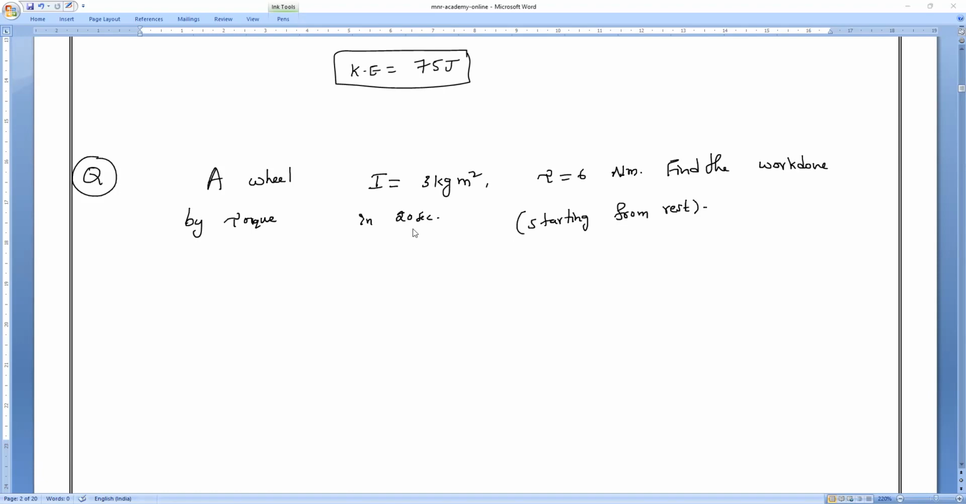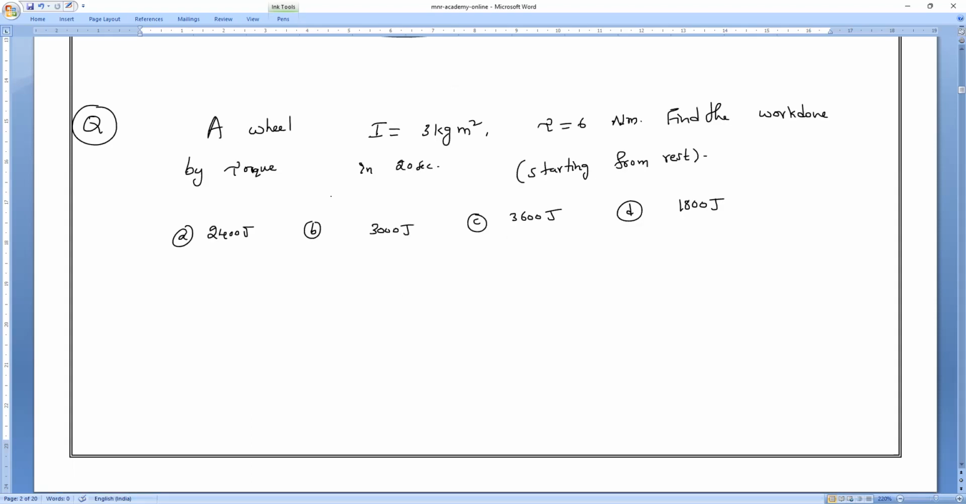So the options. Option A 2400. Option B 3000 joules. Option C 3600 joules. Option D 1800 joules. So these are the options. Let us see how it will happen.